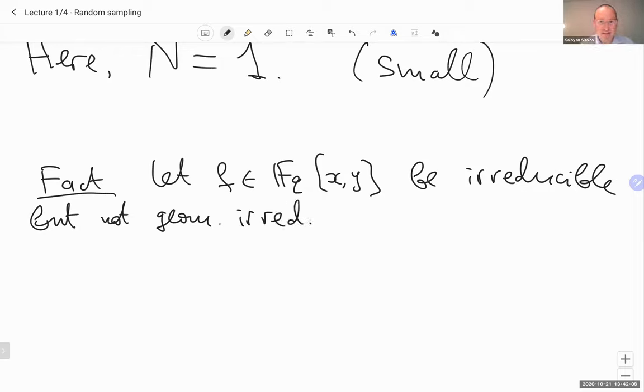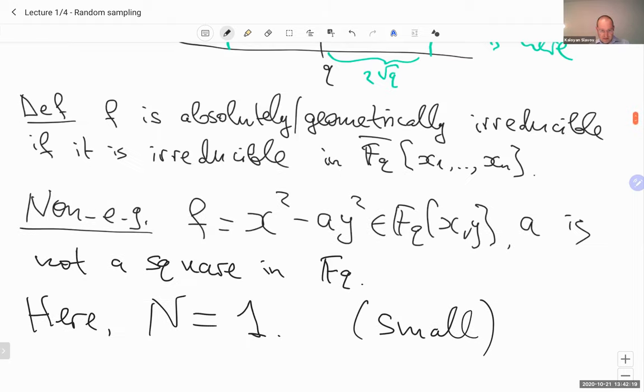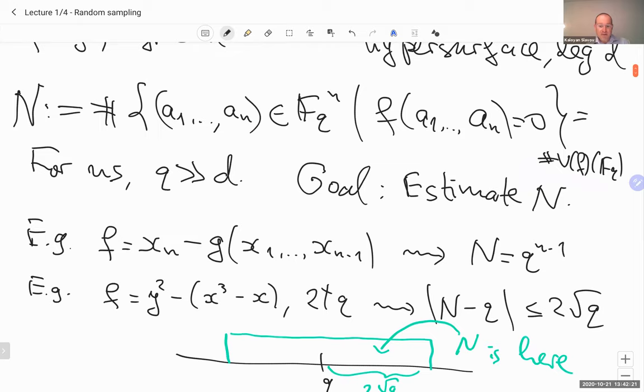I'll be abbreviating like this as we go. Irreducible, but not geometrically irreducible. Then N, by the way, I will scroll up again. Here is our N, the number of solutions of the equation f equals zero. It would be nice if we remember this definition of capital N. That's what it will denote for the entire talk.